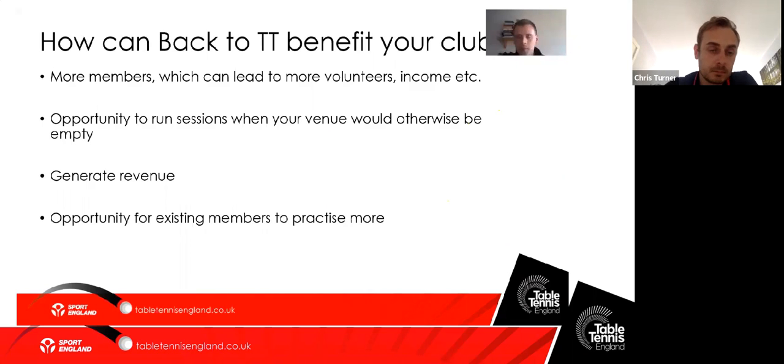Similarly, as before, if you have a table tennis venue that you own yourself, there are going to be downtime periods where it is empty. This provides a good opportunity to fill that time, generate revenue, and give existing members the opportunity to practice more. It's really important you look after the members and provide them a good offer in order to keep them coming back.